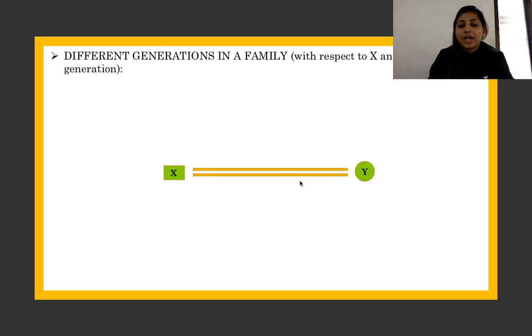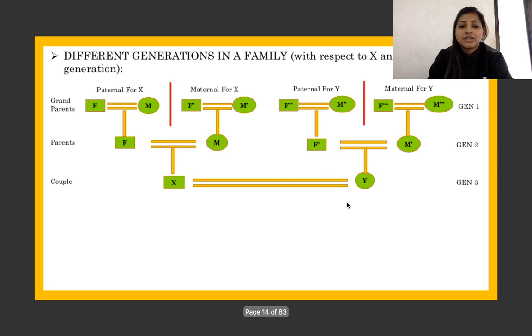So X and Y both will have separate sets of parents. Okay. So something like this: father of X, mother of X, father of Y, mother of Y. But then again, father of X and mother of X are also married. So they will also have separate sets of parents. So we have again father of father of X, mother of father of X, father of mother of X, and mother of mother of X. Similarly, this side, now X will have two sets of grandparents, right?